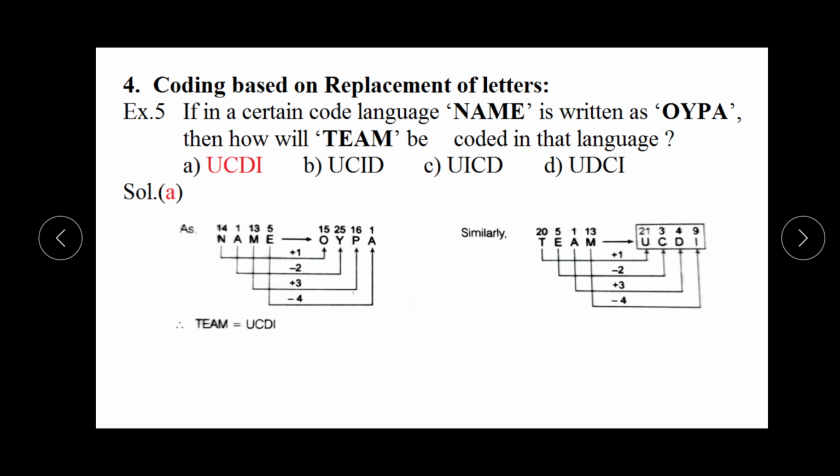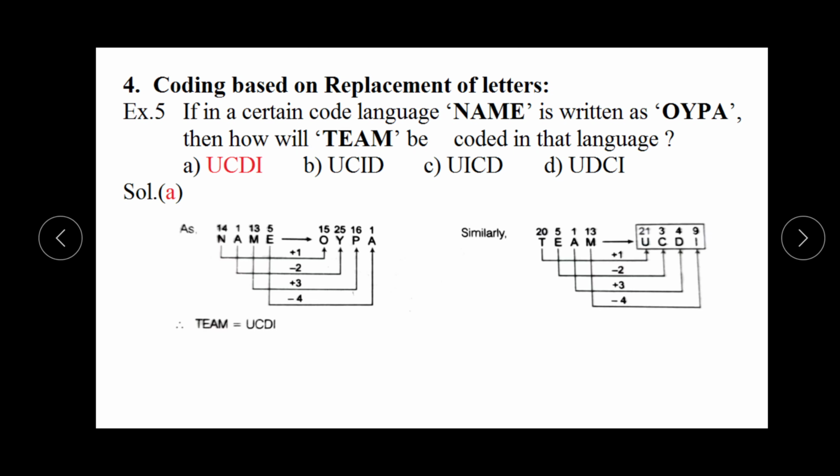The fourth one is coding based on replacement of letters. It means, as I said earlier, when we solve coding decoding questions in the exam, we will give preference to four types. The first one was similarity, the second one was rearrangement of the letters, the third one was opposite letters, and fourth we will check the replacement of letters. In the replacement of letters, the letters are replaced by a new alphabet.